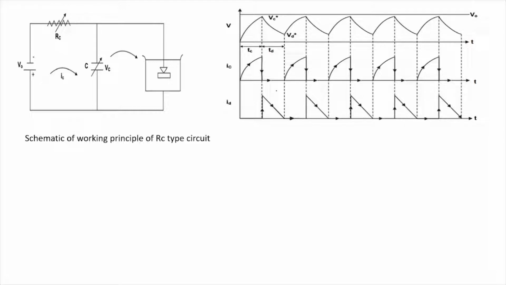Now we'll see how it works in the EDM process. In the RC type generator, the capacitor is charged from a DC source. Once the breakdown voltage is reached, the capacitor starts discharging. In that process, there are two phases: one is the charging phase and one is the discharging phase. A spark is established between the tool and workpiece, and discharging will continue as long as the spark can be sustained.